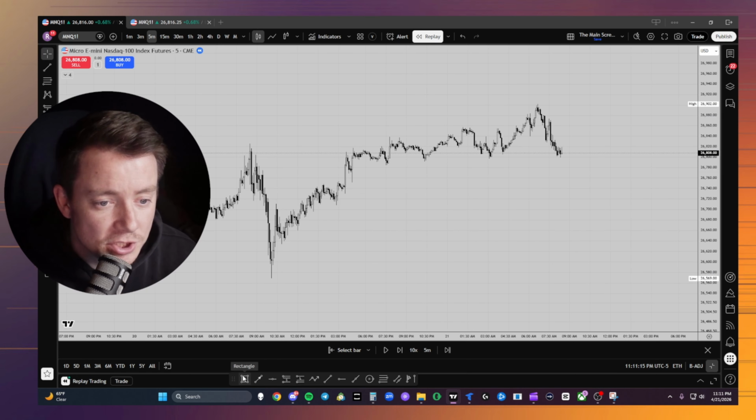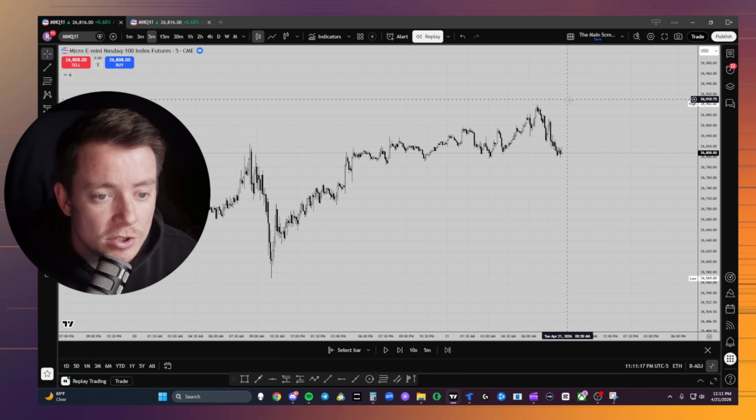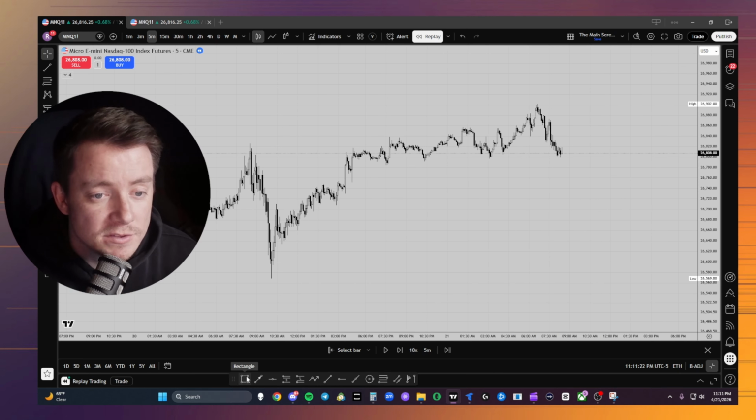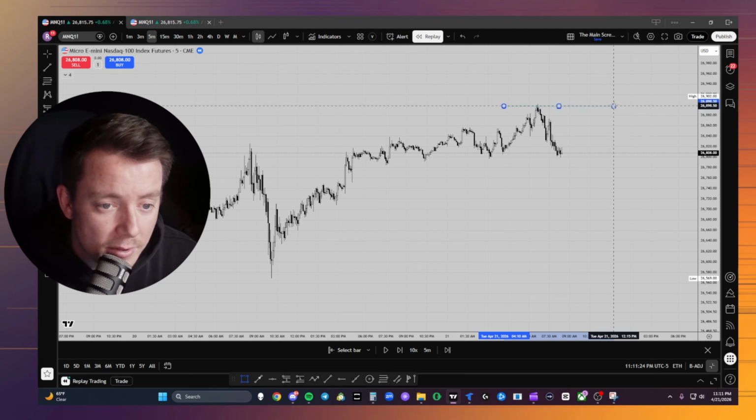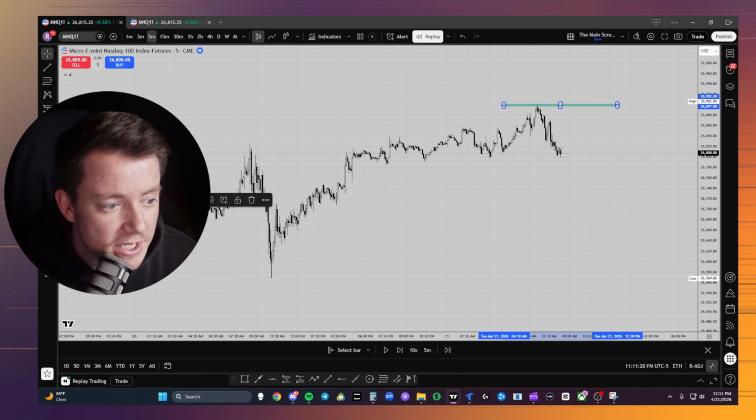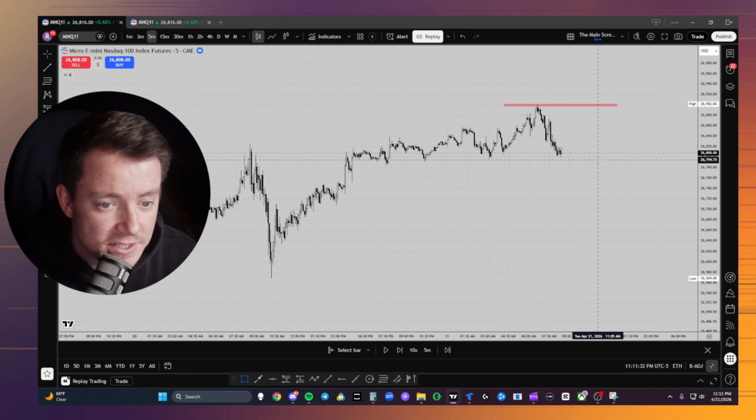So this is what you're going to do before it does open. You're going to want to mark off your support and resistance zones. Now we can mark off support and resistance either by rectangles, as you can see here. And something that I like to do is always change my resistance to red, and then my support, I'm going to change that to green once I find this area of support.